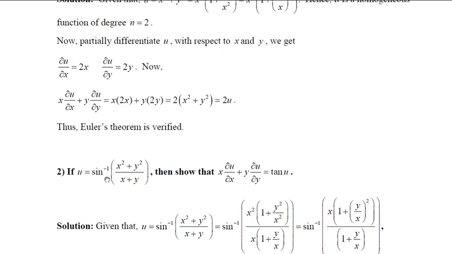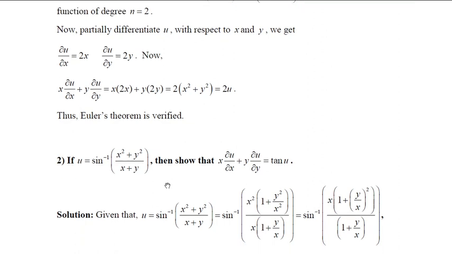Suppose if u is equal to sine inverse of x square plus y square by x plus y, then show that this is true. See, how you are going to identify that this problem can be solved using Euler's theorem? See the left hand side. Left hand side is of Euler's theorem form. So the result is of Euler's theorem form. So that's why we have to use Euler's theorem for this problem, so that you can easily get the required answer. If you want to apply Euler's theorem, it is applicable only for homogeneous function. You should remember that.